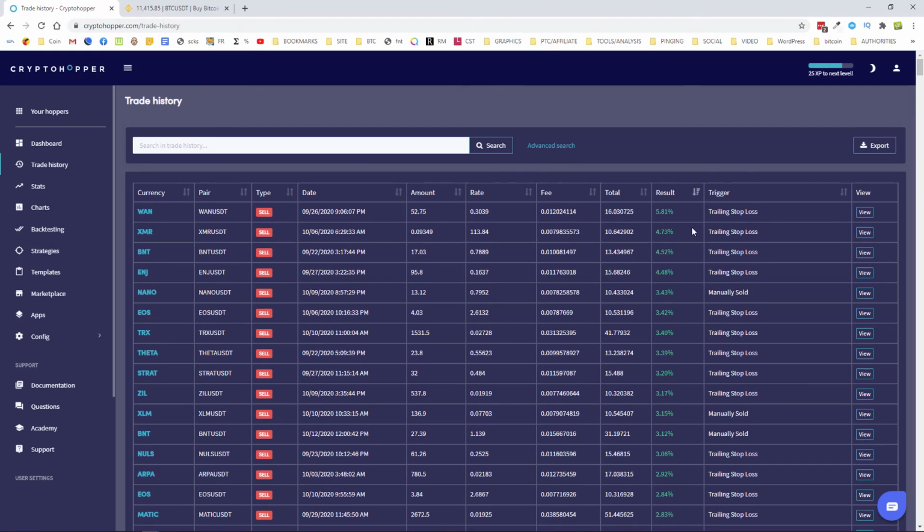All right, so let's scroll back up to the top, and as you can see, lots and lots of trading going on. There's a really good one there, 5.81%. Not sure how much I bought in at. I think it was around the $15 mark, maybe $14, something like that.